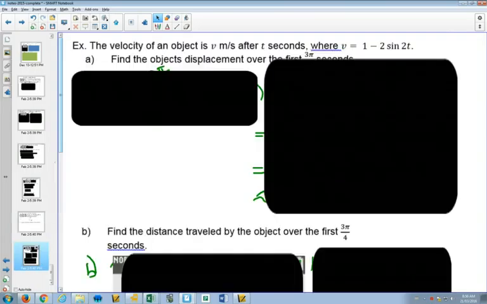So here's an example where we're given a velocity, 1 minus 2 sine 2t. And we want to find the displacement over the first 3 pi over 4 seconds. Right? Because that's very typical when you're thinking, I wonder how far that goes in 3 pi over 4 seconds.